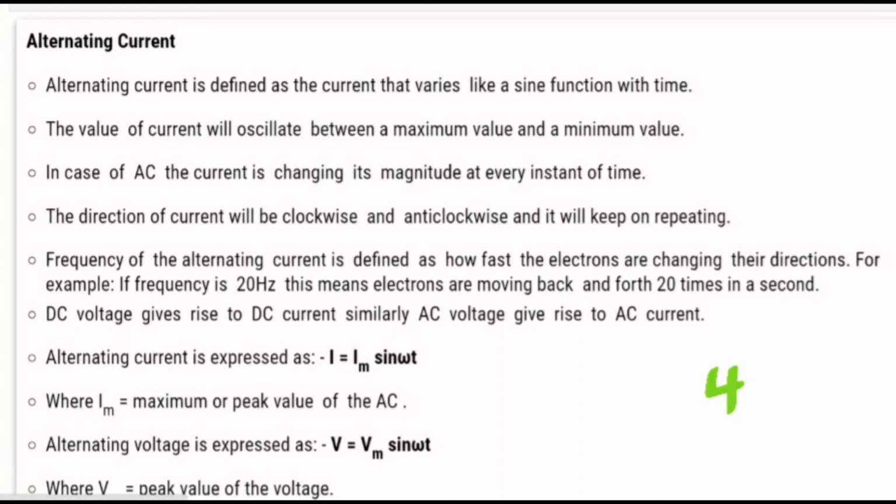Alternating current is expressed as I = Im sin ωt. Here, Im is the maximum or peak value of AC. Alternating voltage is expressed as V = Vm sin ωt. Here Vm is the peak value of voltage.